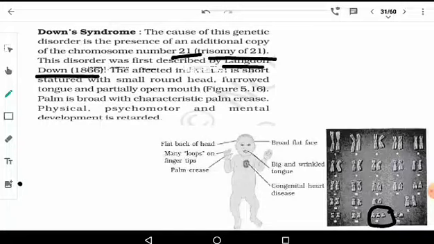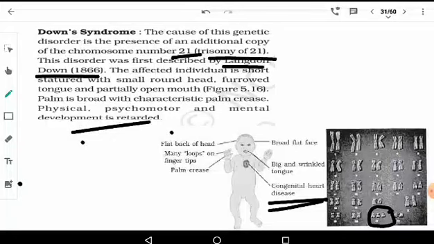Now here the affected individual is going to be short statured. He is not having much height. He is having a small round head. Palm is broad and has a characteristic palm crease. Physical, psychomotor and mental development is retarded. So this is what is happening in the case of Down's syndrome. This is a picture from NCERT.